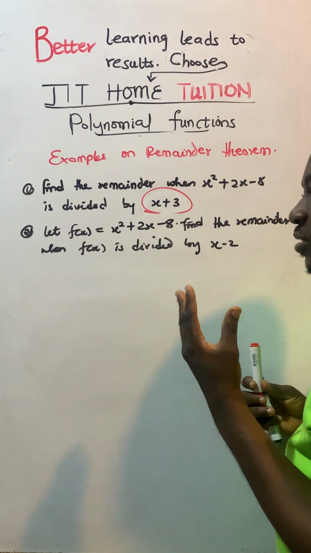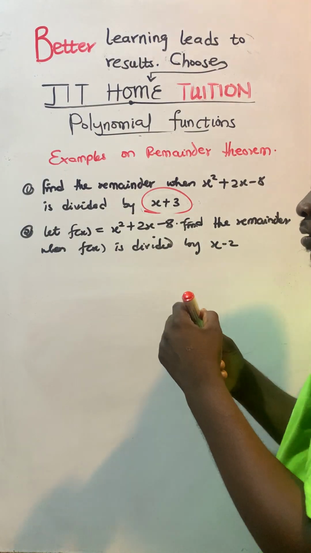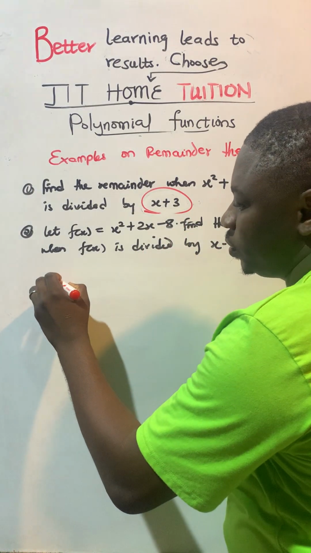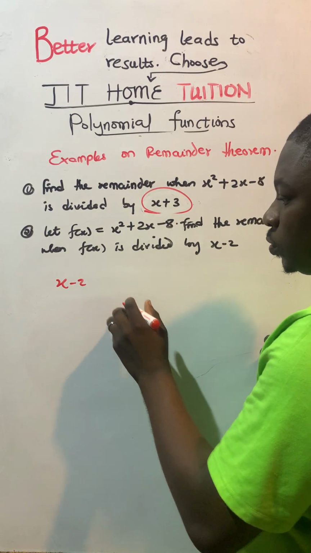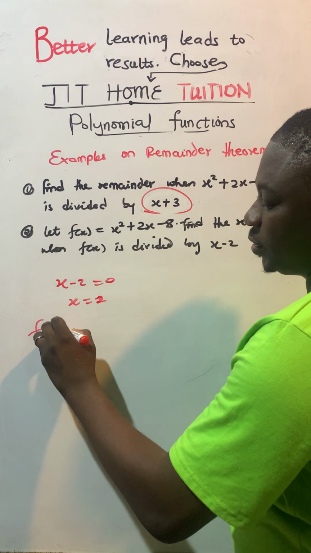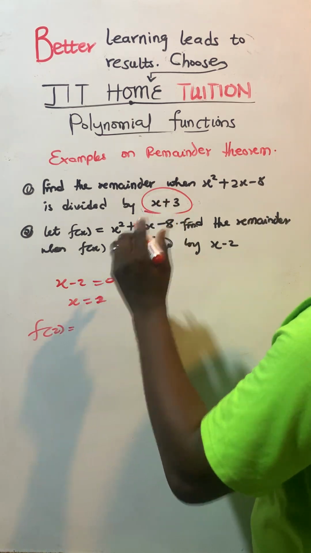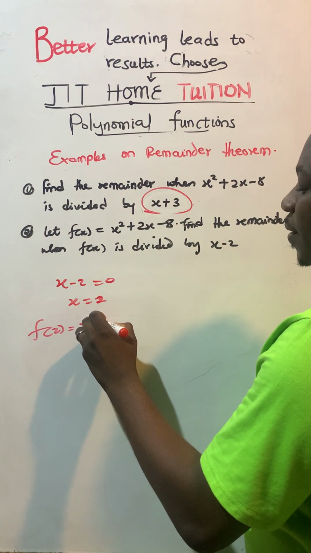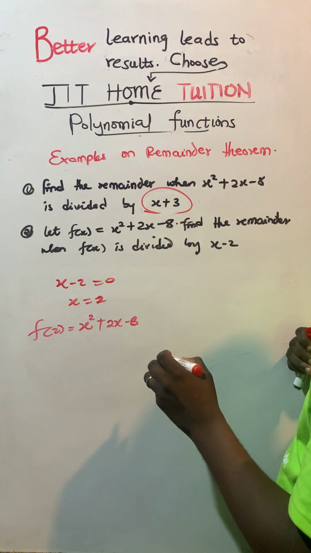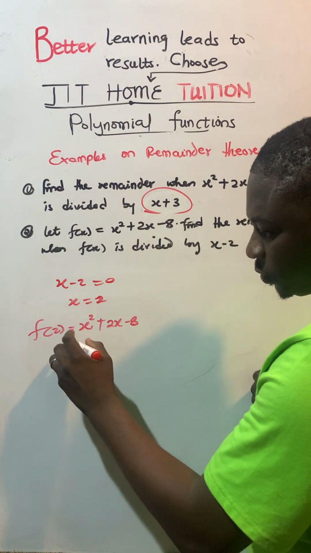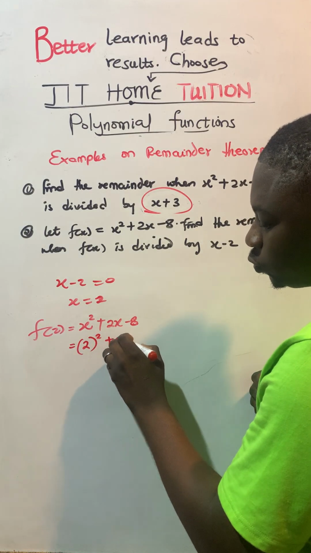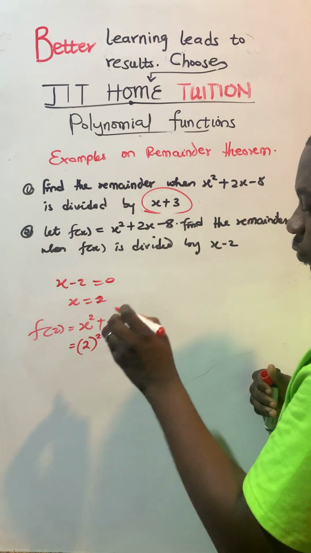With the second question, I think it's the same thing, just that the divisor has been changed. So that will become x minus 2, which will give you 0. So you have x equal to 2. So in this case, you have f of x, which is x squared plus 2x minus 8. So that will become 2 squared plus 2 multiplying 2 minus 8.